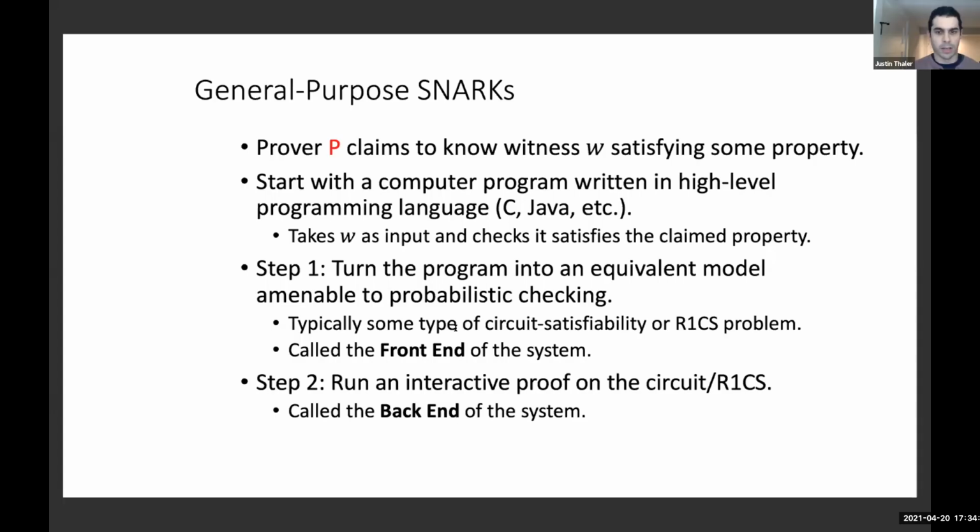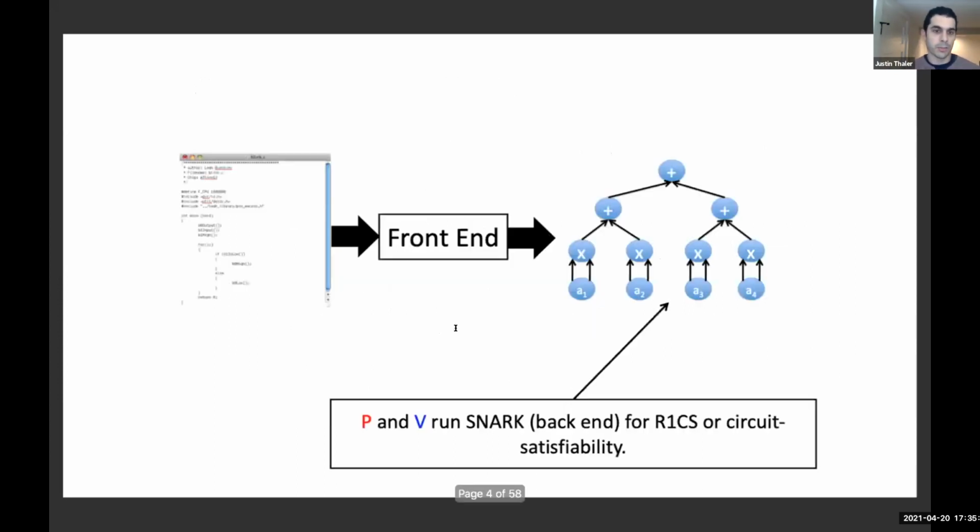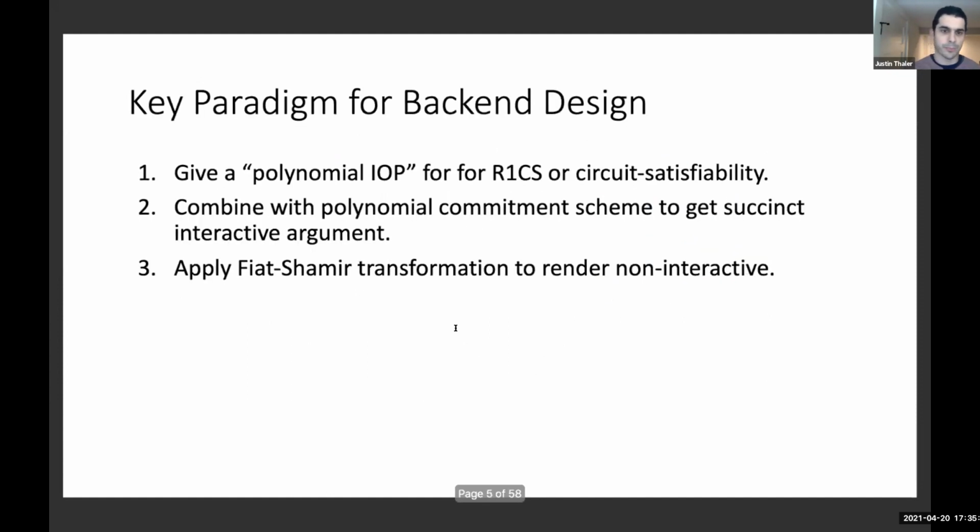And the front end will transform that computer program into an equivalent model that's amenable to probabilistic checking, like an R1CS or circuit satisfiability problem, and then we'll apply some kind of backend, some kind of SNARK, on the circuit or R1CS instance. So this talk is about the backends.